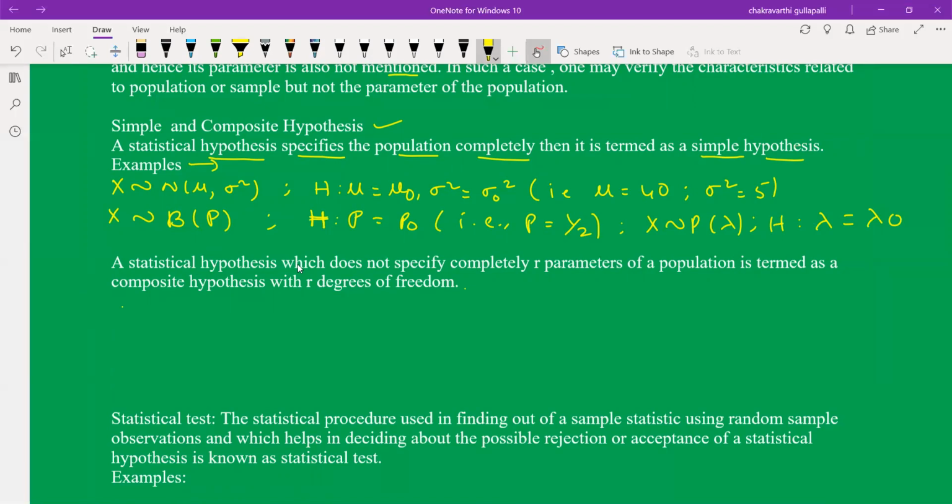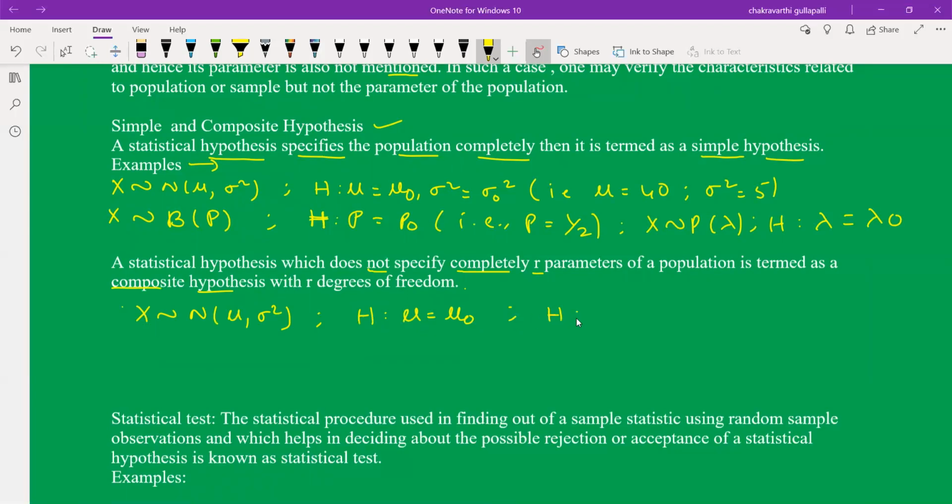A composite hypothesis is a statistical hypothesis which does not specify all parameters completely. Suppose a hypothesis which does not completely specify the parameters of a population is termed a composite hypothesis. By taking an example, we can easily understand this concept. X follows N of mu comma sigma square. H: mu is equal to mu naught. But this hypothesis specifies the population mean completely, but not sigma. So it is called a composite hypothesis.